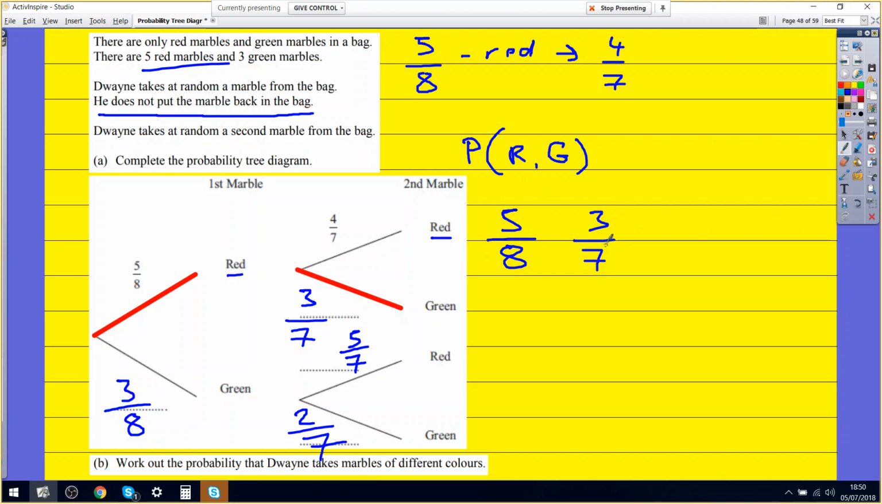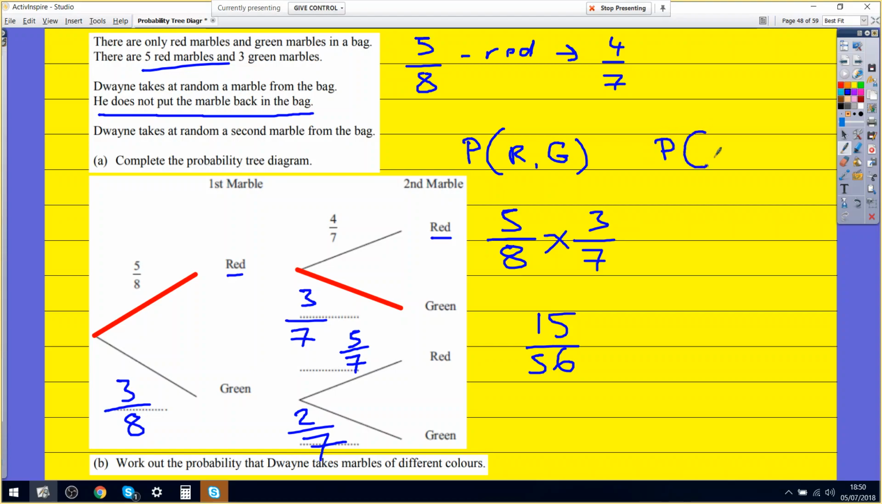Do we add them up? For both red and green. Is that add or times? Times? Yeah, both and your times. So 15 over 56. Well done.